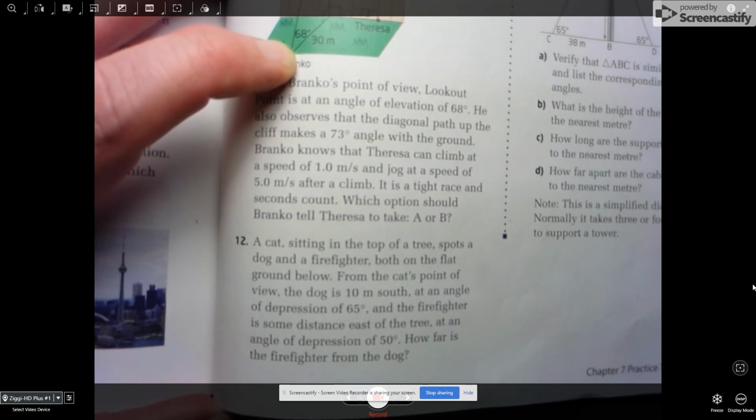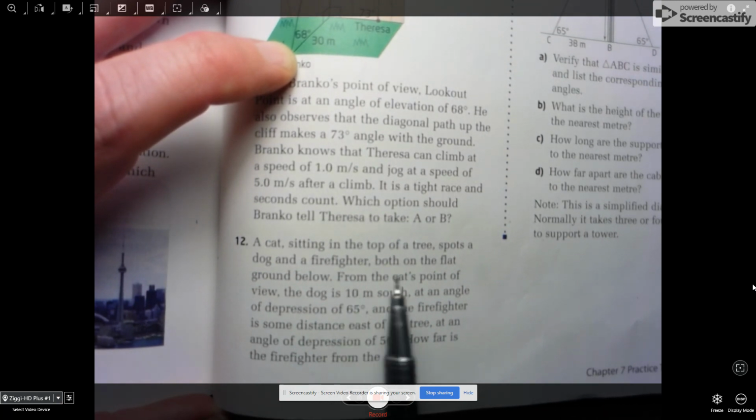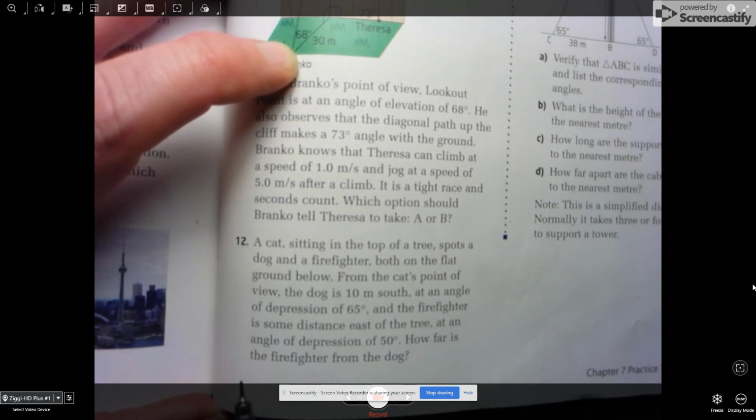Hi, folks. We're going to take a look at page 391, number 12. So let's take a look here. We've got a cat that's sitting on top of a tree and sees a dog and a firefighter, and they're both on flat ground. Before I keep reading, what makes this problem a little difficult is that you're trying to represent a three-dimensional scenario in 2 dimensions. Okay, so we'll see how we can do that.